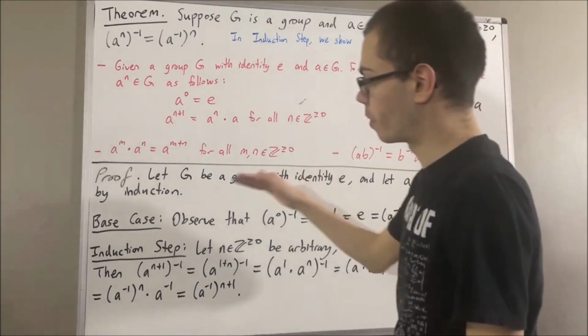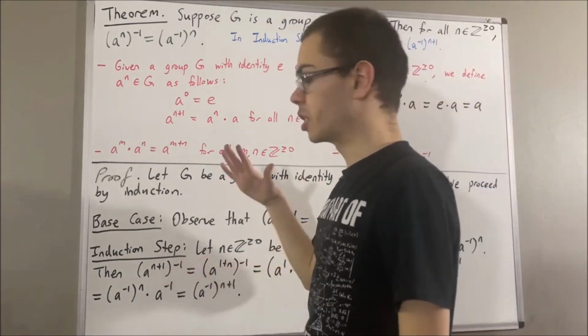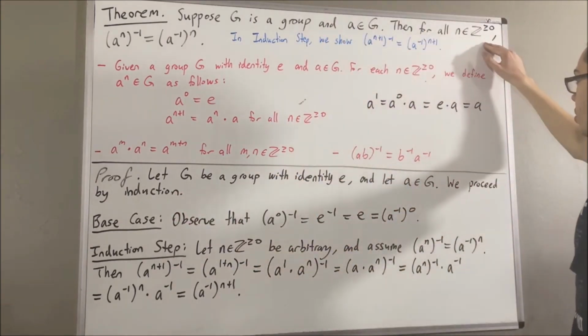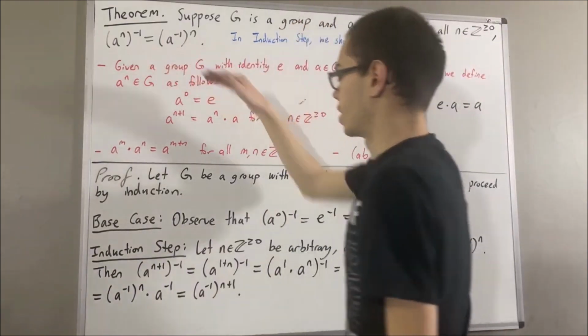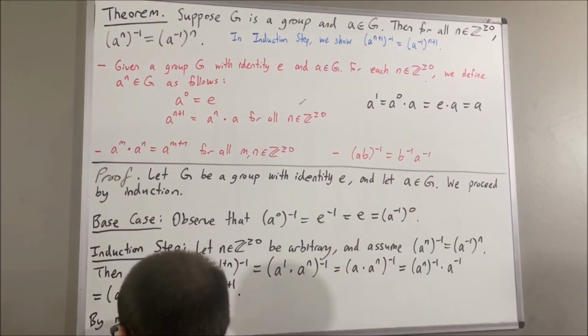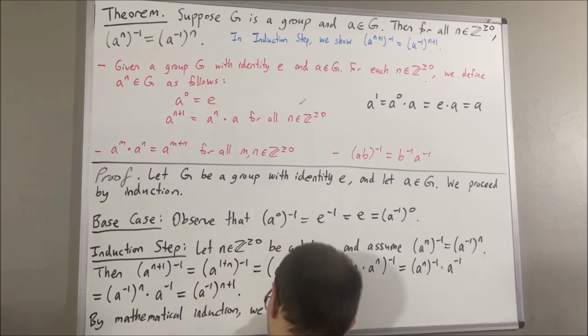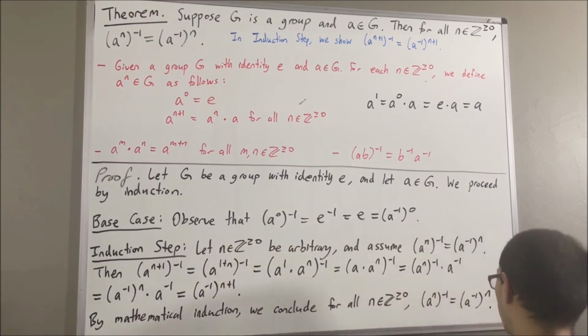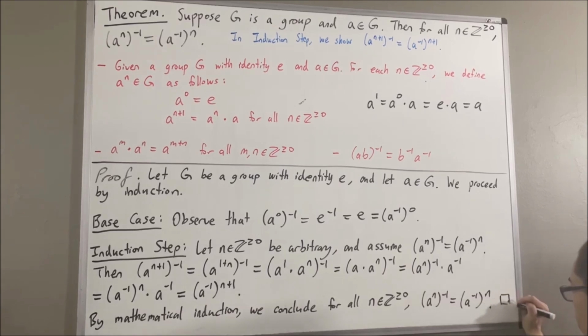Because we've completed both the base case and the induction step, this closes the induction. And so by mathematical induction, we have shown for all integers n greater than or equal to 0, this equality is true. And so this completes the proof. And so yeah, that's pretty much it for this video.